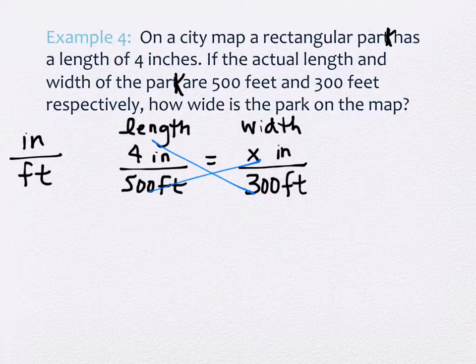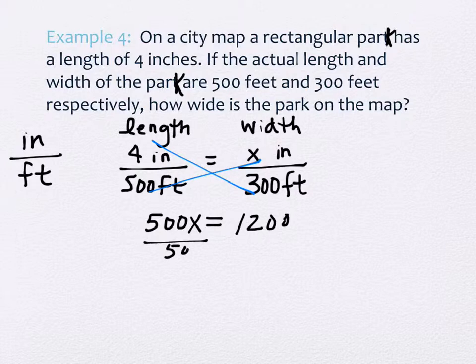Now what will we do? What are we going to get? 500 on one side. I'll leave my new units off until the end. And then 500x rather, sorry. And then 1200, yes. And then what? Divide by my 500. What does x end up equaling? 2.4. Now, we are going to leave it as 2.4 and not turn that into a fraction.